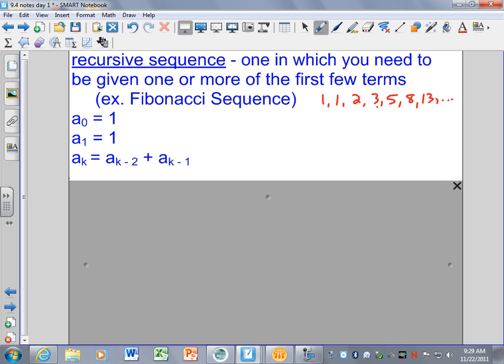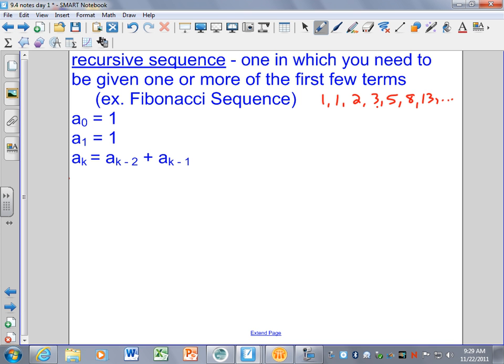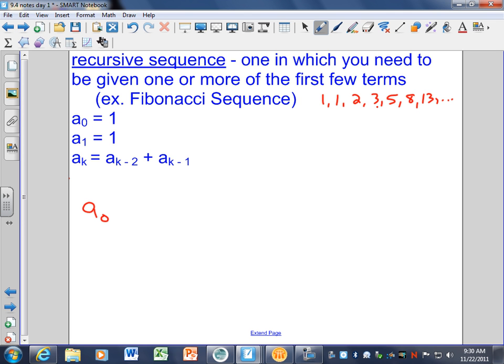And so if we were going to write these terms out, well, the first two, there's nothing to do. You just take a sub 0 equals 1, a sub 1 equals 1. And I've already told you the pattern, but I want to show you how this formula works, in that to find the next term would be a sub 2.